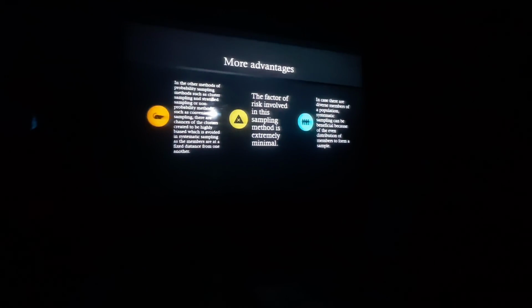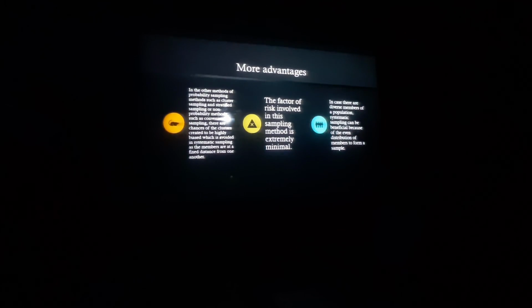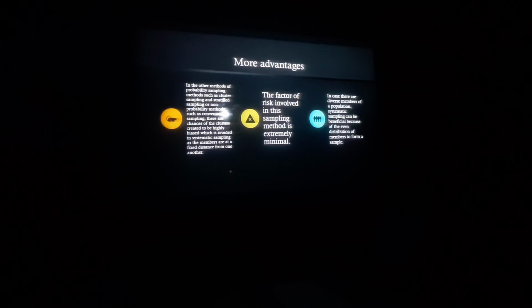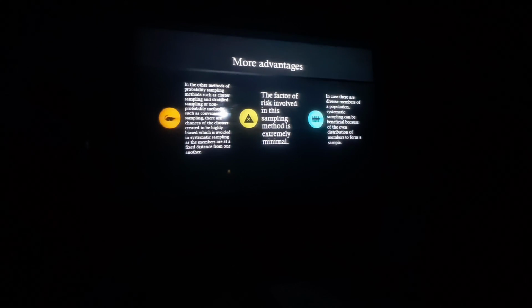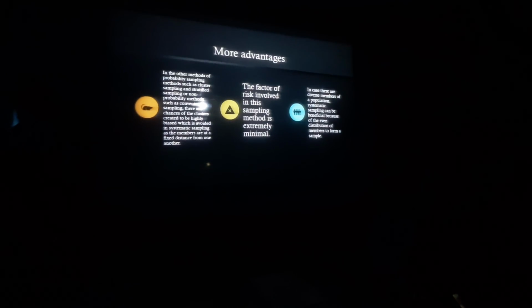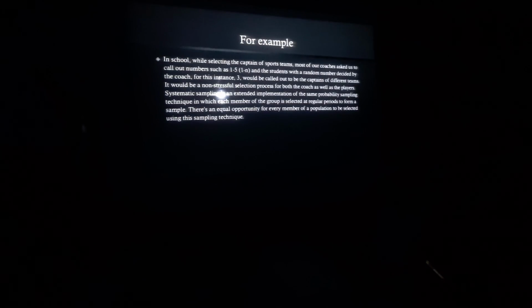More advantages. In other methods of probability sampling, such as cluster sampling, stratified sampling, or non-probability methods, such as convenience sampling, there are chances of the clusters created being highly clustered, which is avoided in systematic sampling, as the members are at a fixed distance from one another. The risk involved in this sampling method is extremely minimal. In the case of diverse members of a population, systematic sampling can be beneficial because of the even distribution of members to form a sample.